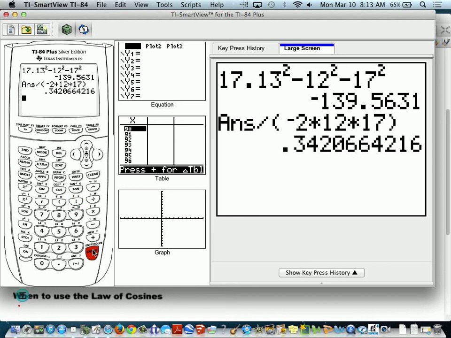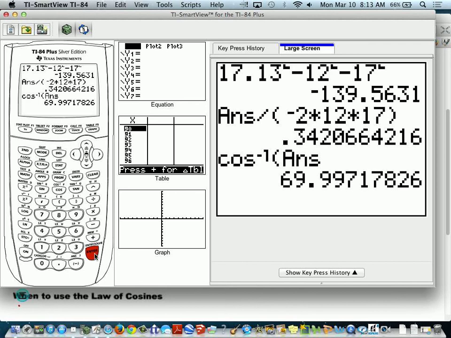So I'm going to hit enter again, and you should end up with a decimal, so that when you hit second cosine of your answer, the 69.997 would round up to, right? I mean, that's just 3/1000ths under 70. So we didn't put in exactly the right answer. We used 17.13, but you can see how it's working.